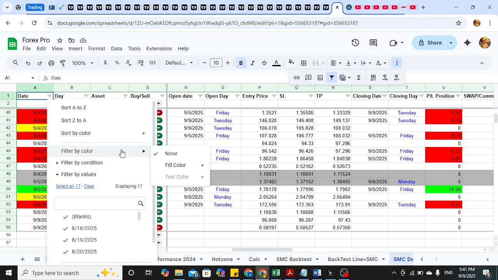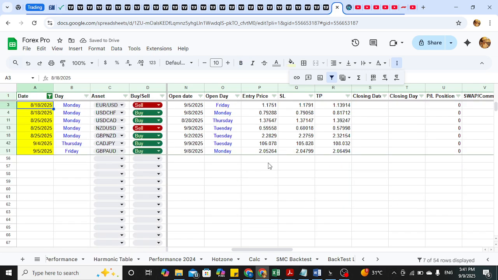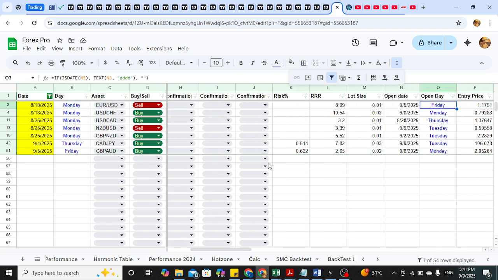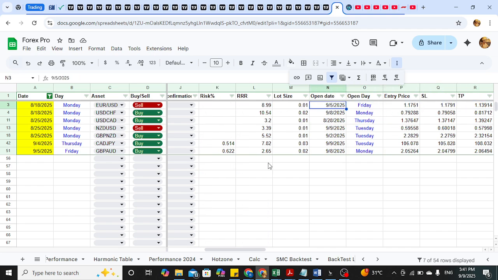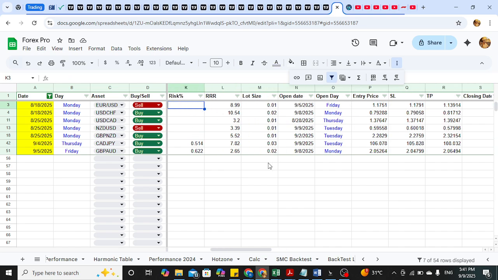So let's filter by fill color yellow. Those are the open trades now. So they are 1, 2, 3, 4, 5, 6, 7. 7 open trades. So look at this one. This was pending since the 18th of August, for example, and it opened on the 5th of September. So this is the opening day of the trade. And I said before, I use pending orders. So let's see the risk.